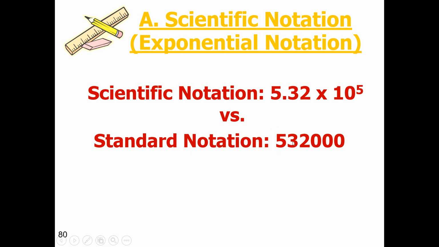And so, if I have a number that looks like this, more traditionally, 532,000, I can represent this number using scientific notation by writing 5.32 times 10 to the fifth power. Basically, what this means is you're going to take 5.32 and multiply it by 10 5 times: times 10, times 10, times 10, times 10, times 10.